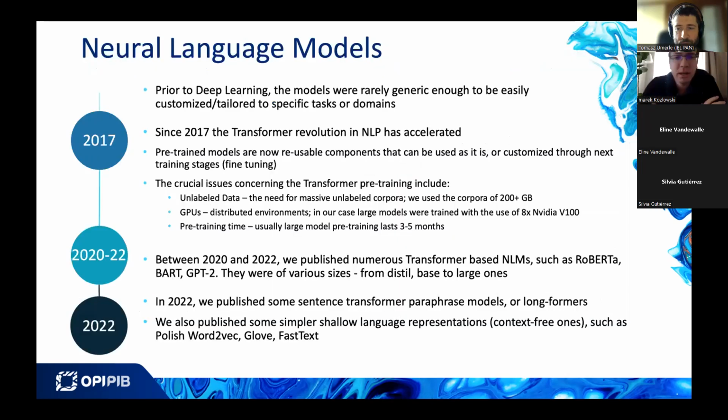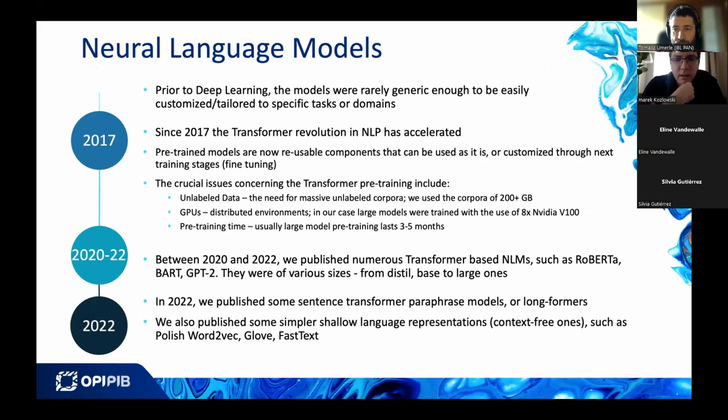And something about neural language models. As I mentioned before, in the epoch prior to deep learning, the models were rarely generic, and they were not so easily customized. Currently we have multi-language models. We can very easily customize and tailor them. This customization of generic models is called fine-tuning. And since 2017, the transformer revolution has accelerated.